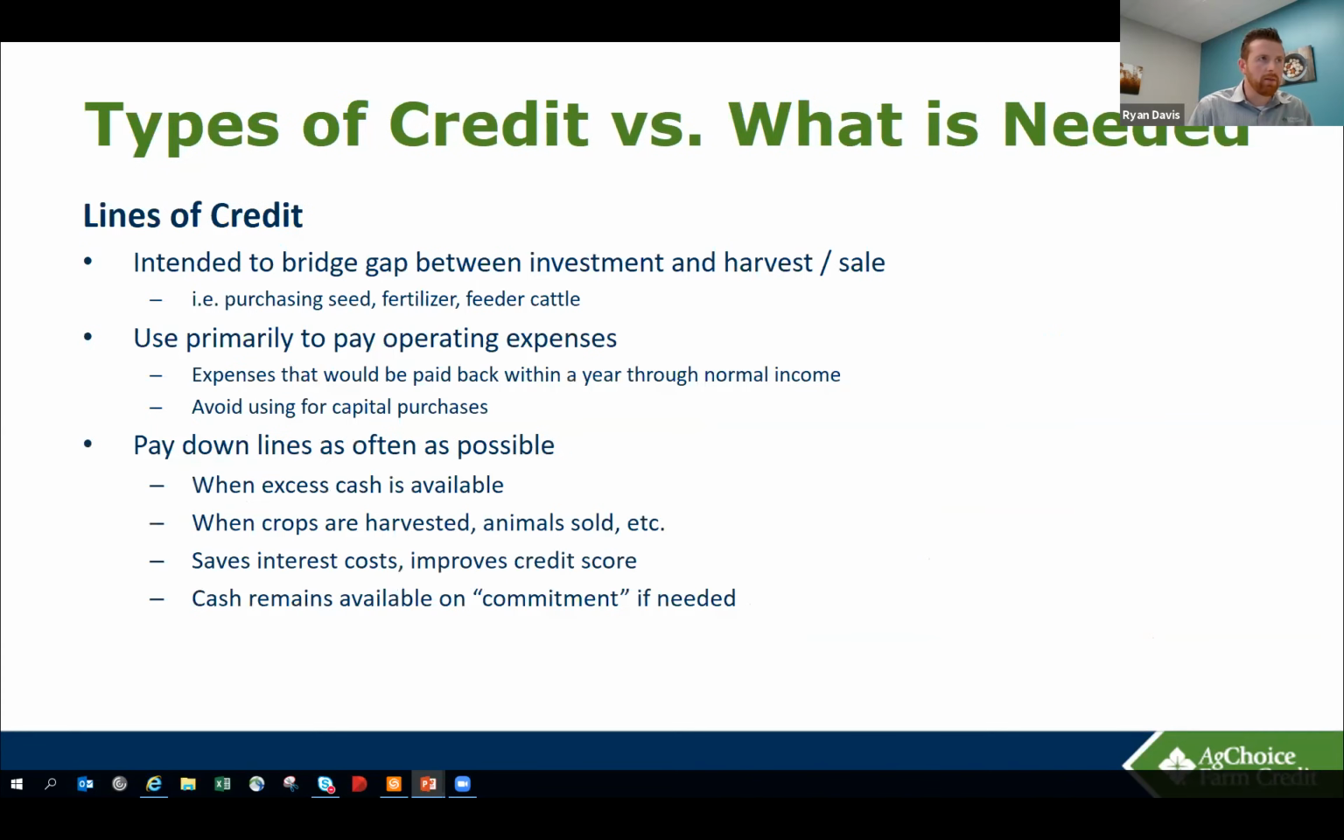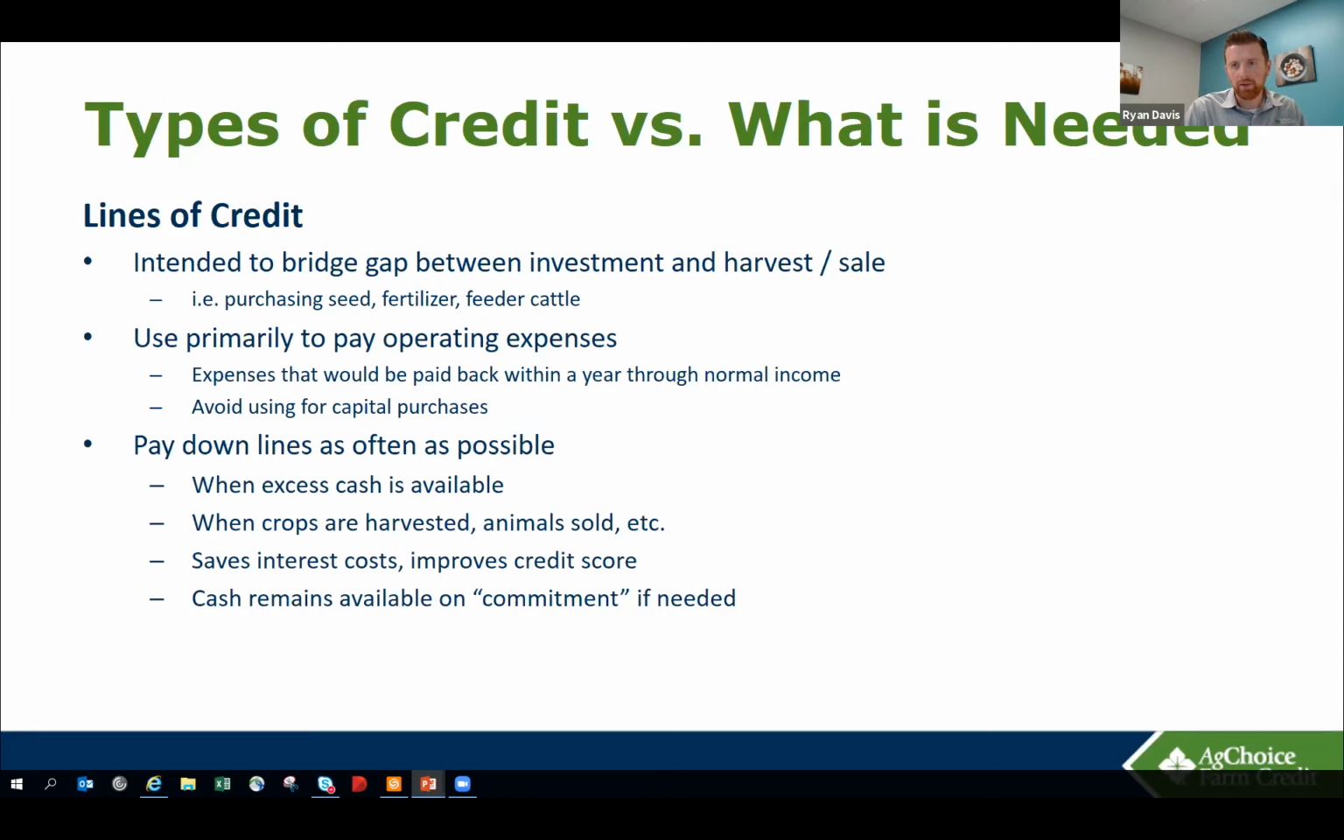And then lastly, lines of credit. This is kind of a subset of commercial loans. These are intended to bridge the gap between an investment and a harvest or a sale. So probably one of the best examples would be for a crop farmer. They could have a line of credit that they could use to purchase their inputs like their seed, their fertilizer, all those aspects that they need to get the crop in the ground at the beginning of the year. And then whenever that crop is harvested at the end of the year, they would use the funds that they receive from that crop to pay that line of credit back down to zero.